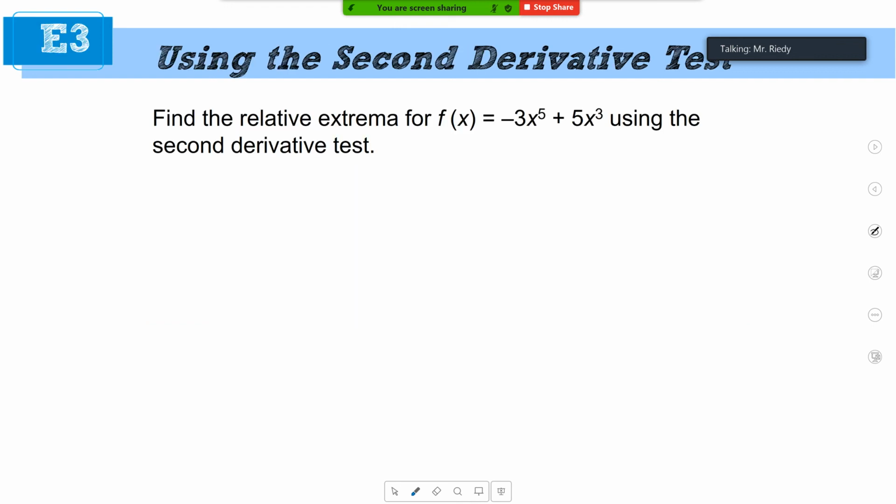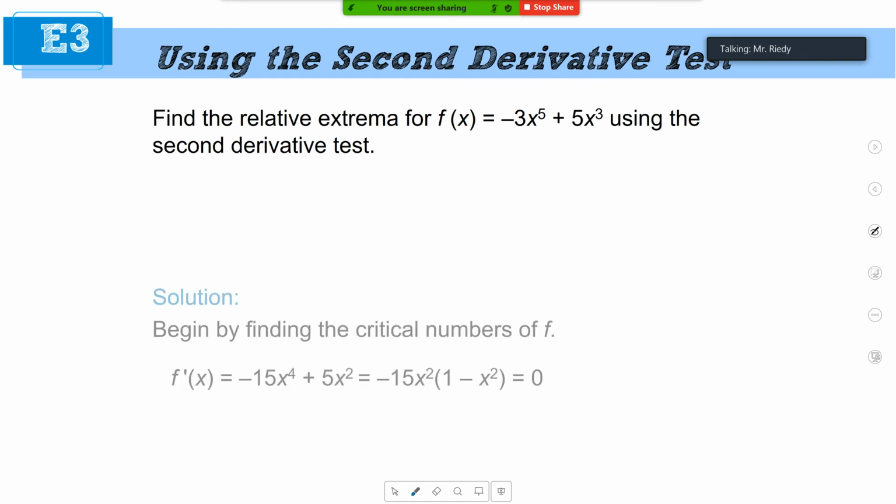So let's try one. I ramped things up a little bit. We went from a cubic to a quartic to a quintic. I'm going to work through this one so you can see what it looks like. I don't want to just cut you loose because I think you'll end up doing a bunch of work that you don't need to do. Okay? So here's what it looks like.